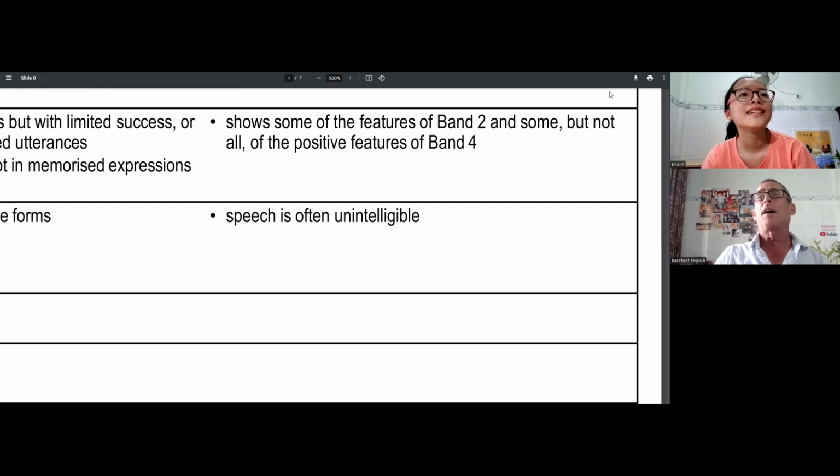And under our last one about pronunciation: Speech is often unintelligible. What does that mean? Do you know what unintelligible means? I think intelligible is someone smart, and the opposite is they aren't smart. Okay, well, yeah, you're very close.